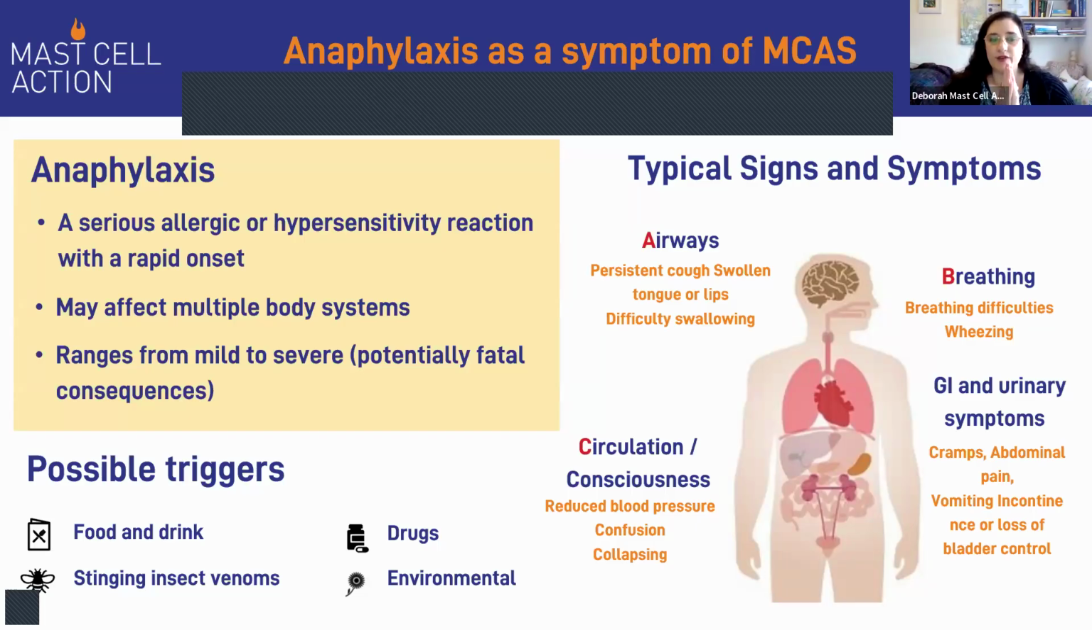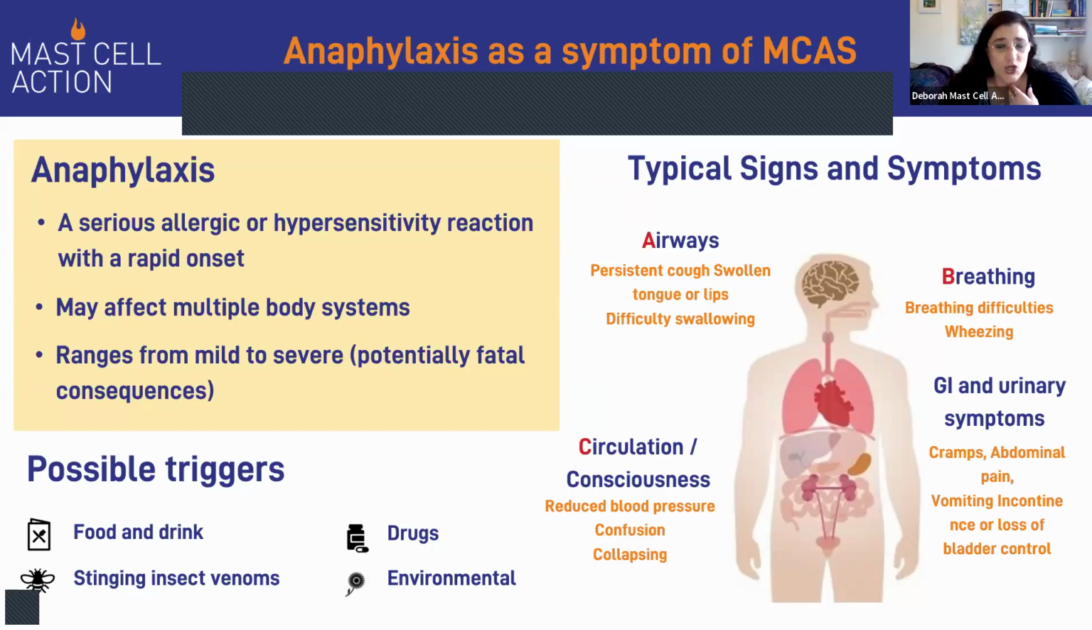So anaphylaxis is a very serious allergic reaction, very rapid onset, multiple body systems, and it can be very mild. You can be in anaphylaxis and it not be life-threatening, but you can just be very poorly with it, or it can potentially be life-threatening. And that's because of the mast cells in the throat. If they start to be affected and they begin to swell, it then can prevent us from being able to breathe and can compromise the airway.